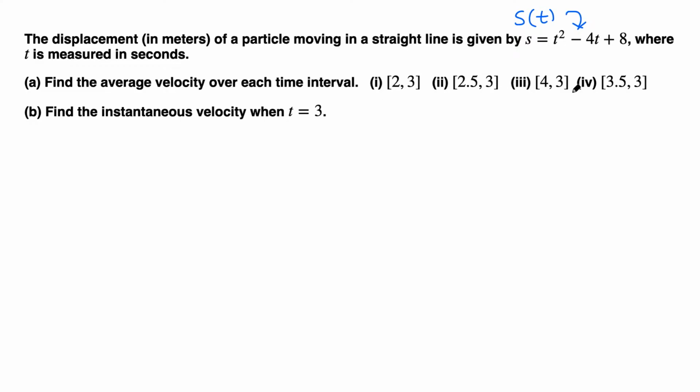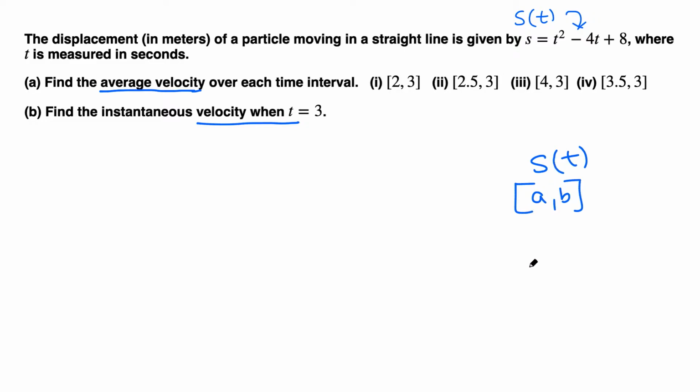So there are 4 questions. We need to find average velocity. In part B, we are asked to find the instantaneous velocity, or just the velocity. Okay, and we know that when we have a function, let's say S(t), and over an interval AB, the average velocity is the same as the slope of the secant line.